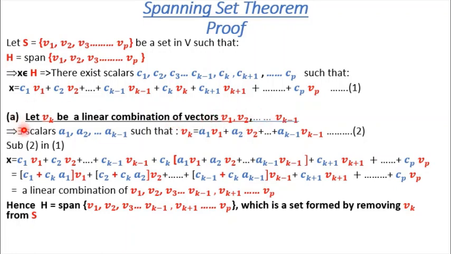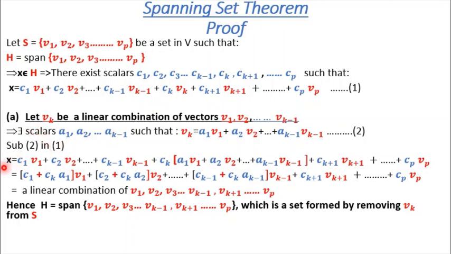That implies there exist scalars a1, a2 and so on, ak minus 1 such that vk is equal to a1 v1 plus a2 v2 plus and so on, ak minus 1 vk minus 1. That is, vk is a linear combination of these vectors. This is equation 2. Now let me substitute equation 2 in equation 1. In equation 1 you have this vk here, so in place of vk, from equation 2 we have the vk value as this one. So let us substitute this.